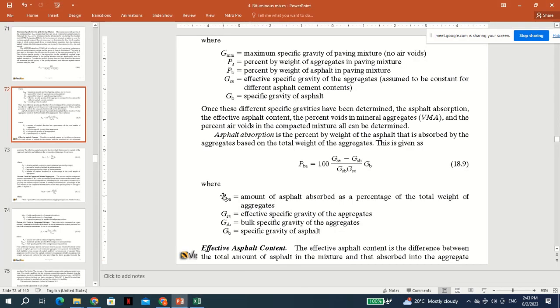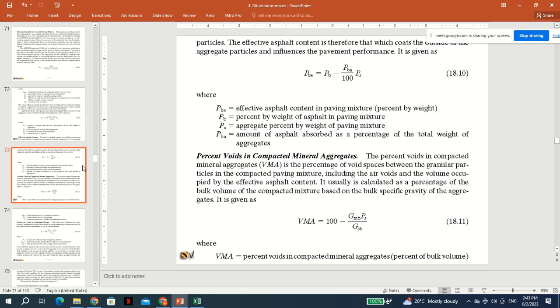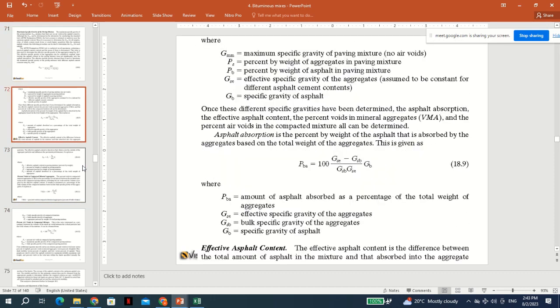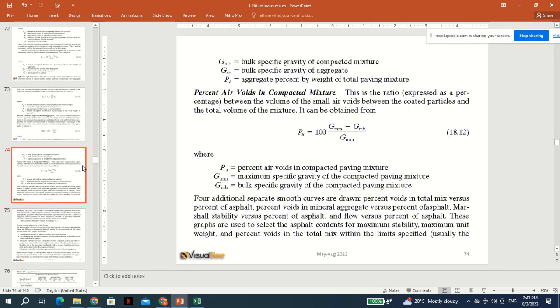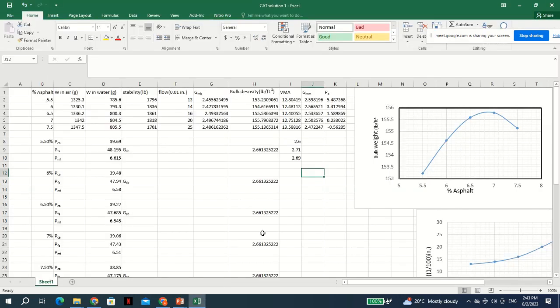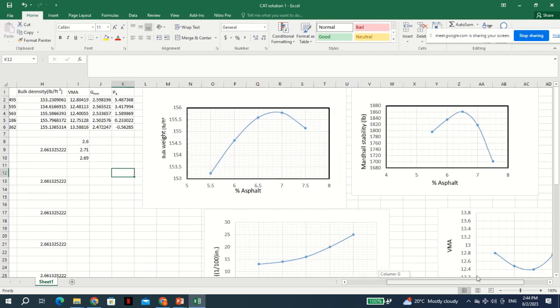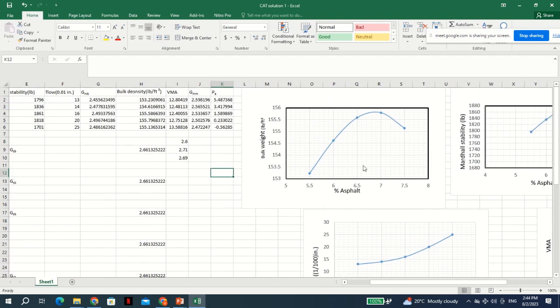Then you get PA, so that's the percentage of air, the formula there. This is GMM, based on GMM and GMB and all those things you now have. So here, based on GMM and GMB, then you can carry out your calculations, okay. Then you draw the curves that we know, the five of them, so you can check.